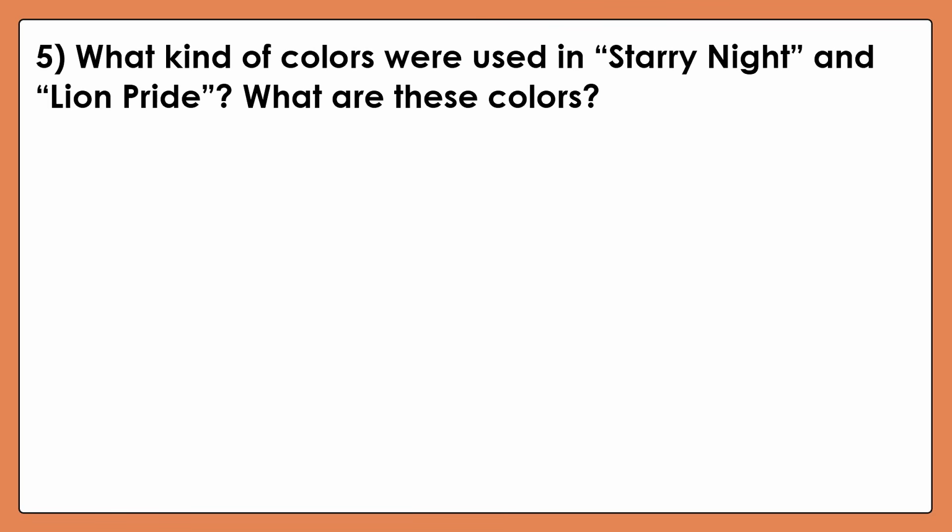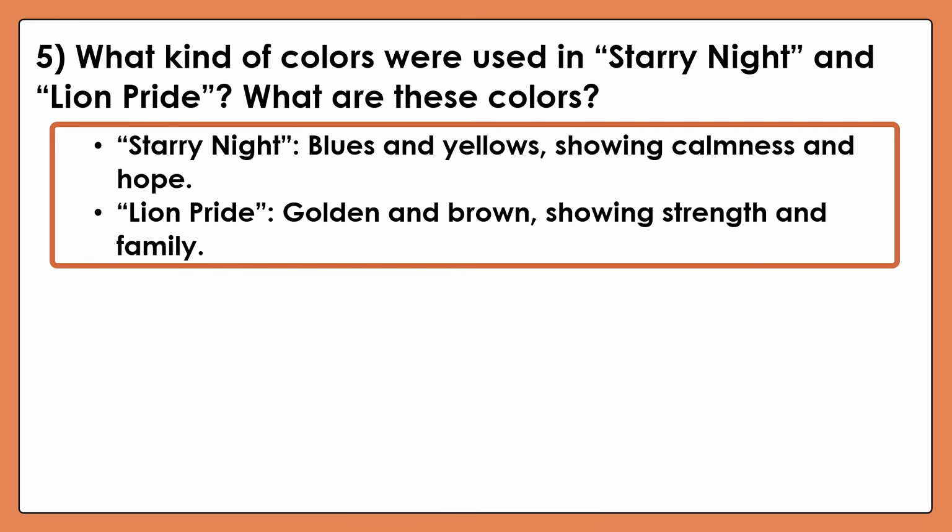Fifth, what kind of colors were used in Starry Night and Lion Pride? What are these colors? Possible answer: Starry Night, blues and yellows showing calmness and hope. Lion Pride, golden and brown showing strength and family.